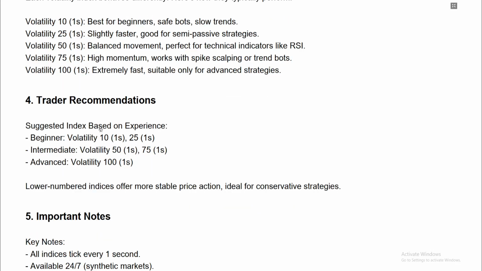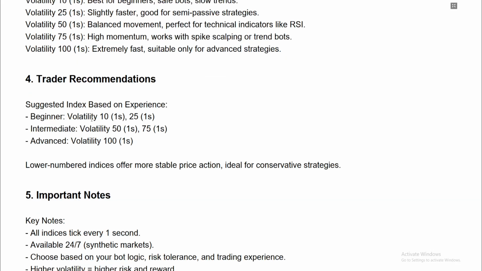Now, trader recommendations. If you're a beginner, focus on volatility 10 1S and 25 1S. If you're an intermediate trader, focus on 50 1S and 75 1S. And if you're advanced, please focus on volatility 100 1S. Remember, lower numbered indices offer more stable price action, ideal for conservative strategies. They are more favored. Even if you're advanced and you want to trade safely, you can trade volatility 10 1S and 25 1S, because in those markets you can really make a good profit. So focus on the lower numbers.